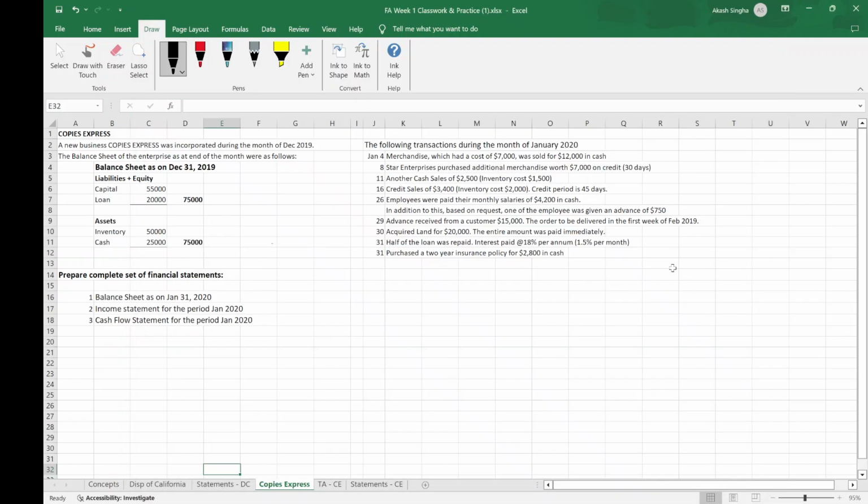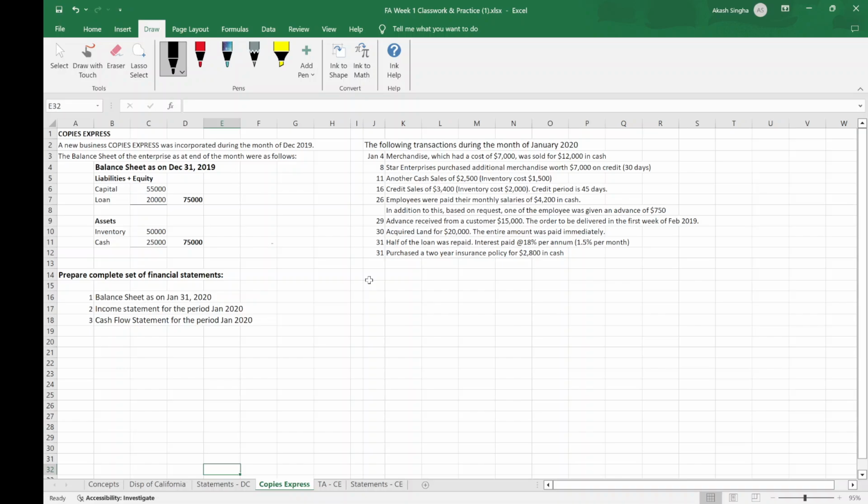For accounts, what I will do is I'll solve three problems, I guess. One should be the Copies Express because it has balance sheet, income statement, and cash flow, everything. Then I think I'll do BNL and Genmo. I'll try to.